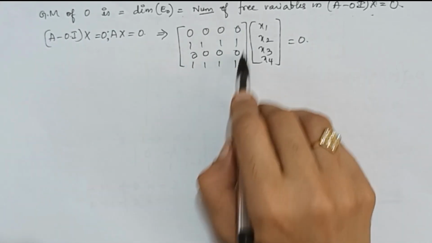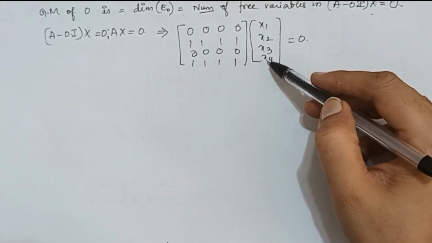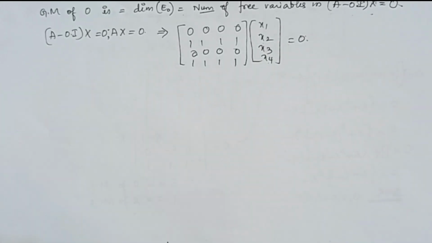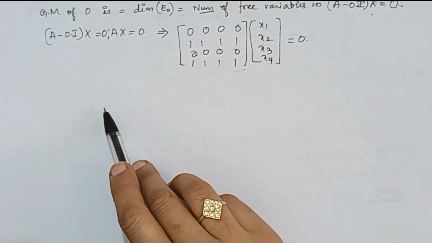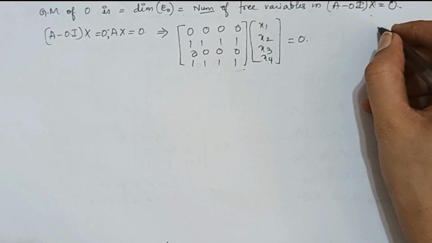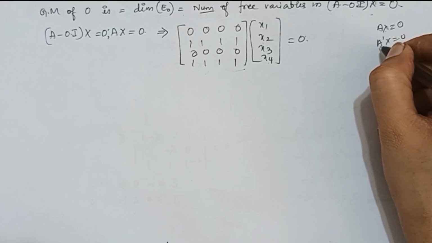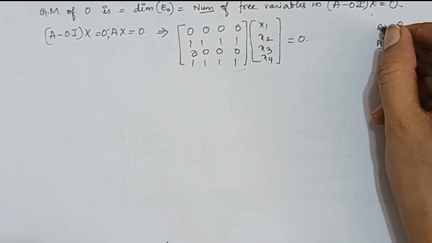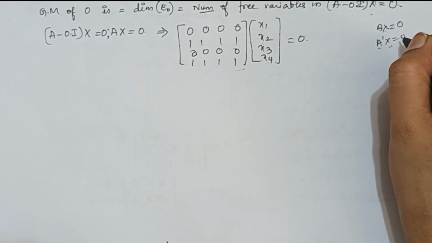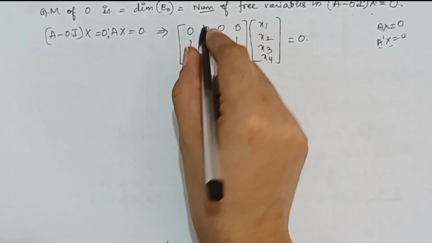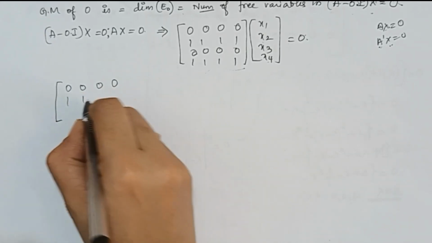I'll write the matrix A, and x is a vector with the 4 coordinates x1, x2, x3, x4, which is equal to 0. Now, to find the number of free variables, you should convert this matrix to row reduced echelon form, because we know that if you have a system Ax = 0 and A'x = 0, where A' is the row reduced echelon form or row echelon form of the given matrix A, these two systems are always equivalent, meaning they have the same solutions. So if the matrix is not in the reduced echelon form, we shall reduce it to the echelon form to find the number of free variables.